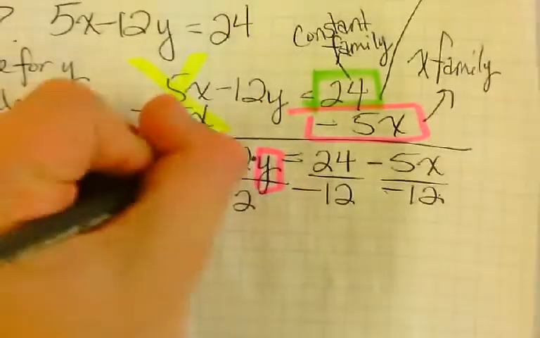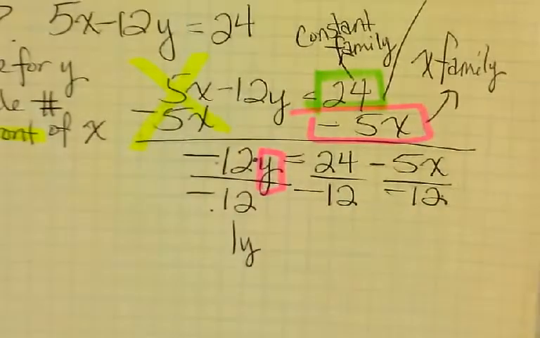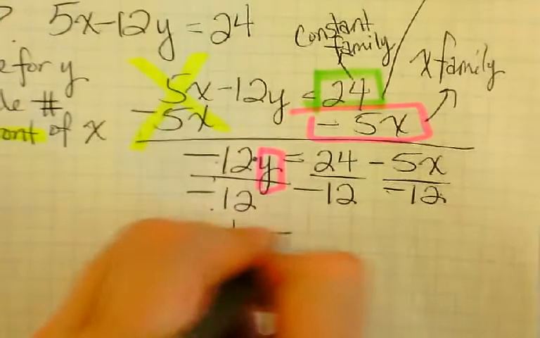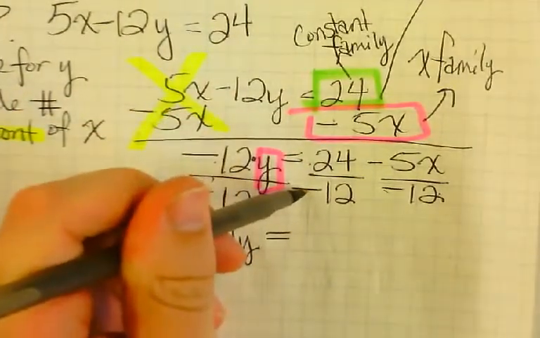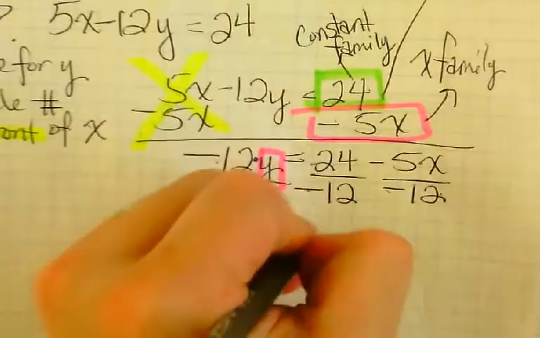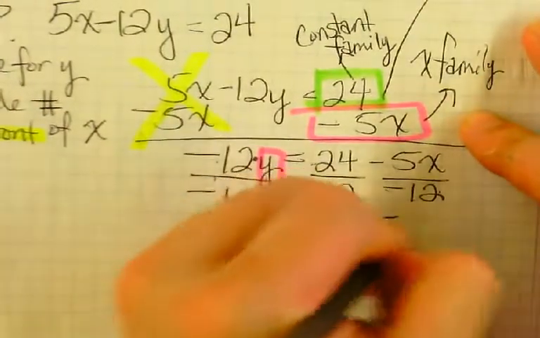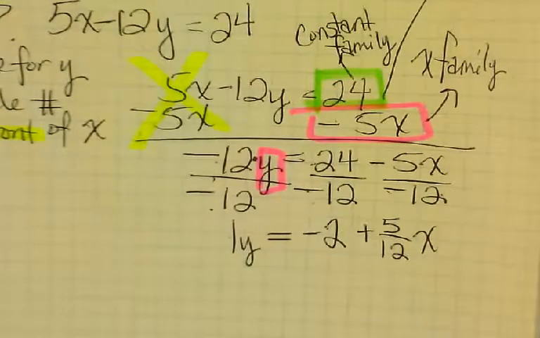What is 12 divided by 12 here? 1. Very good. So we're talking 1y. Now we have a positive 1y. We're ready to be done here. 24 and negative 12. 24 divided by negative 12. Perfect. And then this one is just going to stay the same. It's going to be positive 5 over 12x. All right. Hooray. Step 1's done.